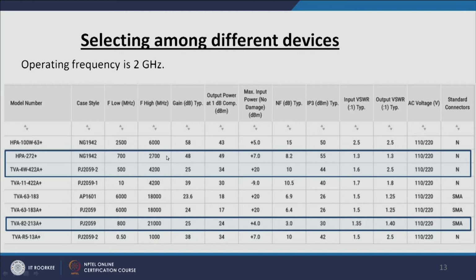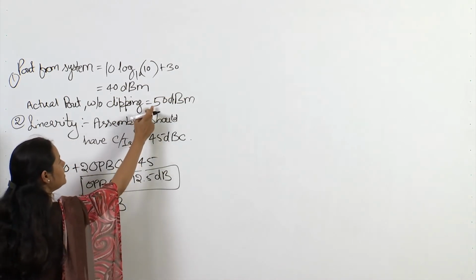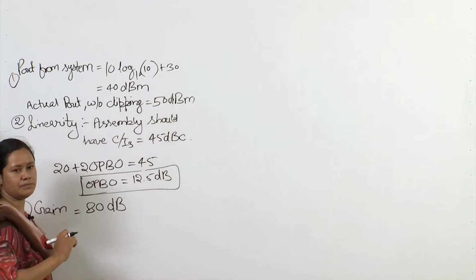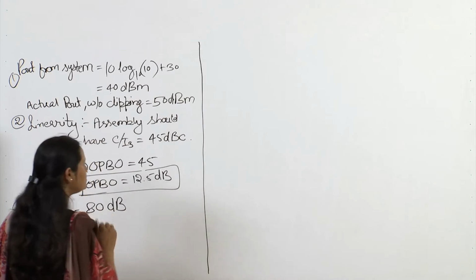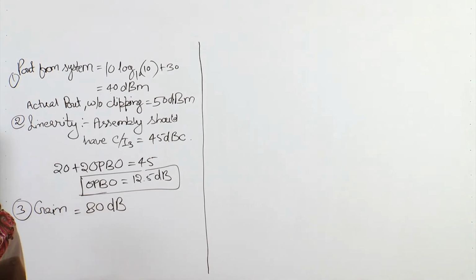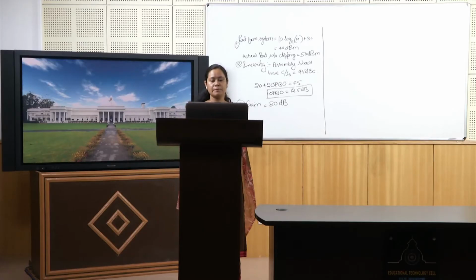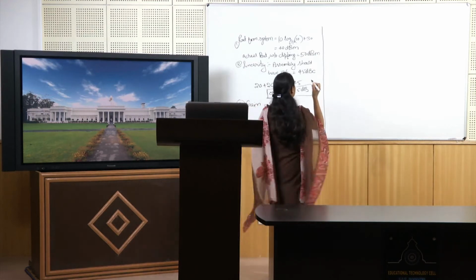And how do we start? First of all, we have to maintain this output power backoff, but at the same time we need total output power to be 50 dBm so that we can avoid clipping. Because we want this very high power, we have to choose a device which has a very high P1 dB. If we look here, this device HPA 272 plus has the highest P1 dB with respect to the other available components. So, let us choose HPA 272 plus for the last stage.